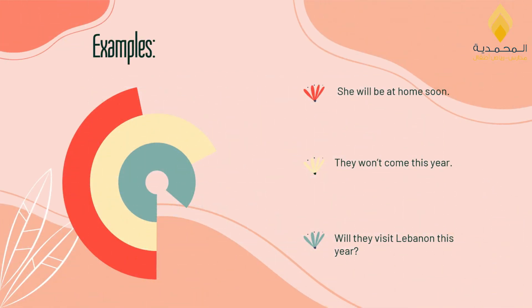Examples for using will in a sentence. She will be at home soon. They won't come this year. Will they visit Lebanon this year? So the first example is an affirmative sentence. The second example is a negative sentence. The third example is yes or no question.